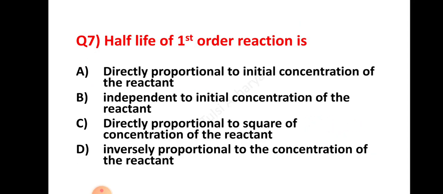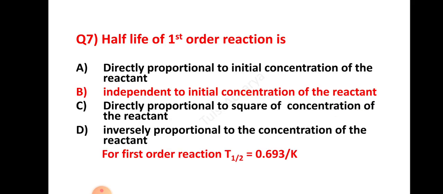Now let's move to question number 7. Half life of first order reaction is, if you see the option choices, independent of the initial concentration of reactant. That is option B, because for a first order reaction, half life is 0.693 divided by K, where K is the rate constant for first order reaction. So it is independent of the initial concentration of the reactant, because there is no such term here.